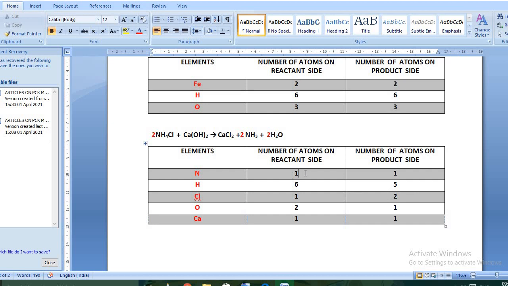So nitrogen, now you just change here. It has got balanced by 2 and 2. Hydrogen 10 on both sides. Chlorine 2 on both sides. Oxygen 2 and 2. Calcium 1 and 1.